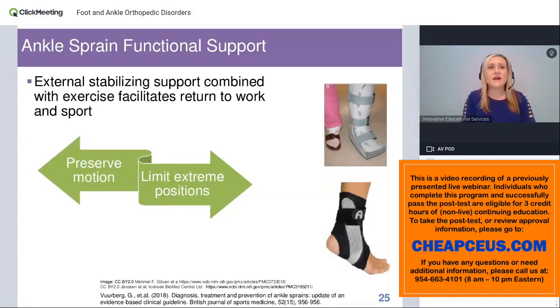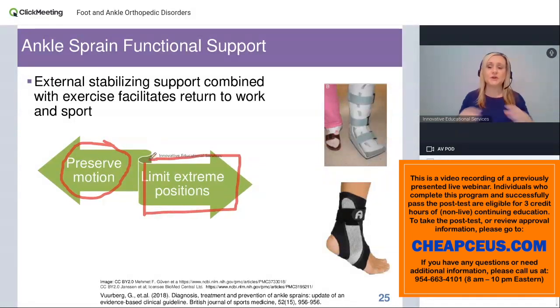As we look at the different types of functional support that can be utilized, there needs to be a balance based on the degree of the ankle sprain in order to preserve motion so that the tissues do not tighten down too much, but also limit those extreme positions that are going to disrupt those fibers that are trying to heal. So, if someone has a more severe sprain, they may be in a boot for a period of time if it's not managed surgically to allow a little bit of healing to occur.